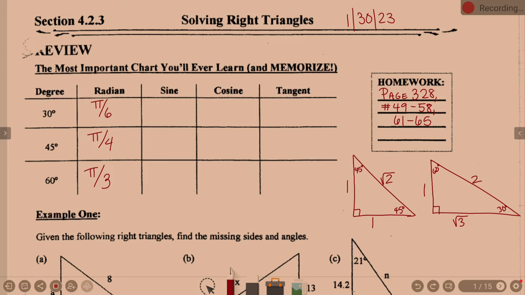What's the sine of 30 degrees? 1/2, because it's opposite over hypotenuse. Let's keep going with 30 degrees. What's the cosine of 30 degrees? Square root of 3 over 2, because it's adjacent over hypotenuse. And tangent.